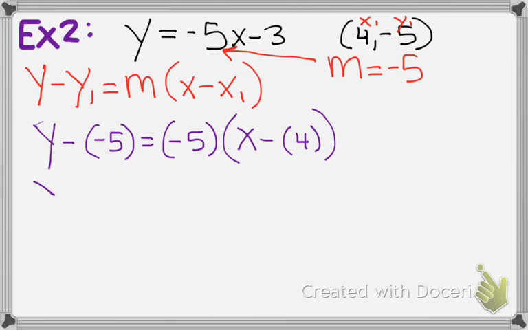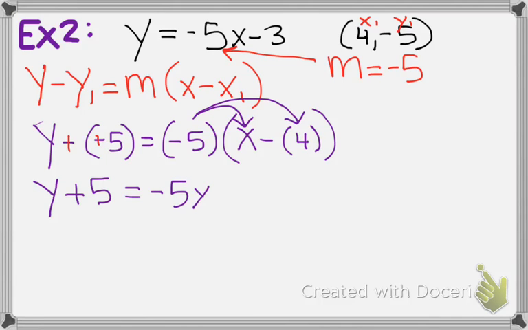Now we can simplify this. Y minus negative 5 is the same thing as y plus 5 when you add the opposite. Next, I need to distribute negative 5 to my x and negative 4 to minus 4. Negative 5 times x is negative 5x. Negative 5 times minus 4 is positive 20. I need to put my equation in slope-intercept form, so I'm going to solve for y by subtracting 5 from both sides.